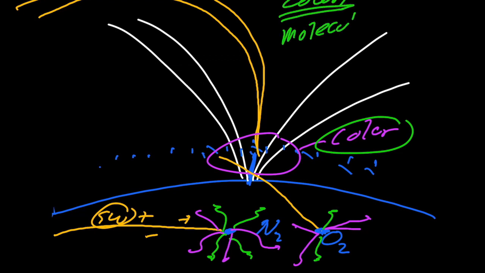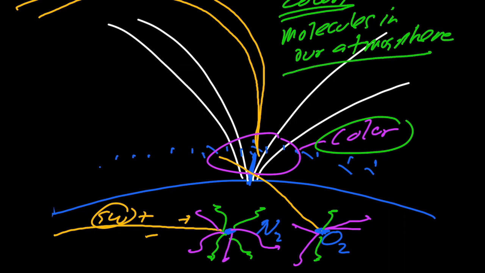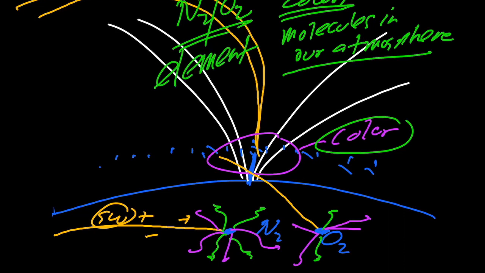So if it wasn't for the atmosphere, there'd be no colors. If it wasn't for the weak spot, there'd be no colors. But the colors come from the molecules in our atmosphere, primarily nitrogen and oxygen, N2 and O2. So it's very elemental, like the colors come from the very definition of the elements themselves.